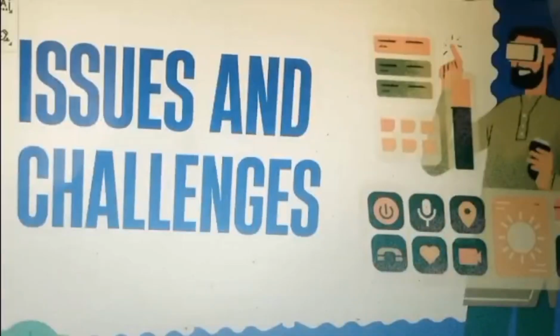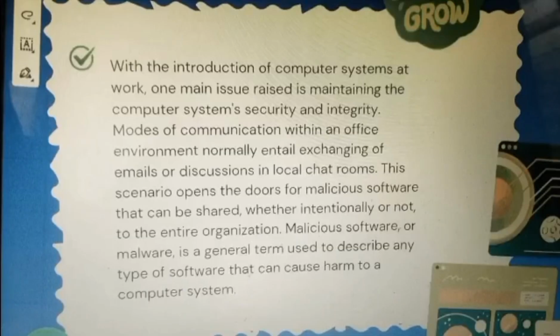Then the next and the last issue and challenge. With the introduction of computer systems and work, one main issue is maintaining the computer system's security and integrity. An example: an employee receives an email with an attachment that looks like an invoice. When they open it, it secretly installs a virus that deletes important company files.